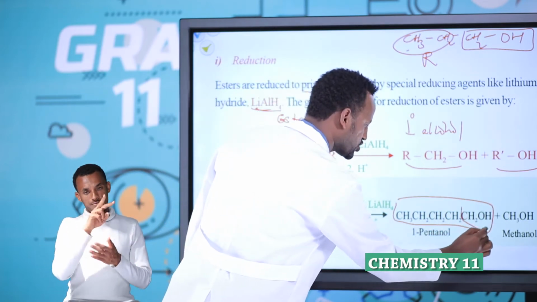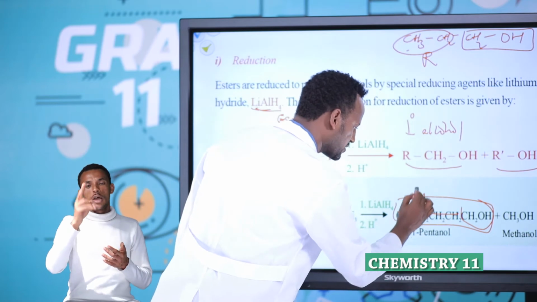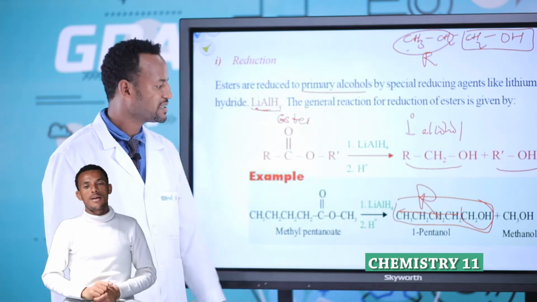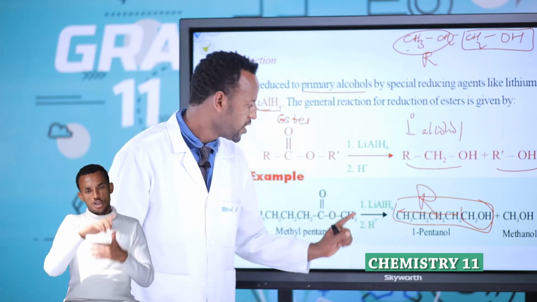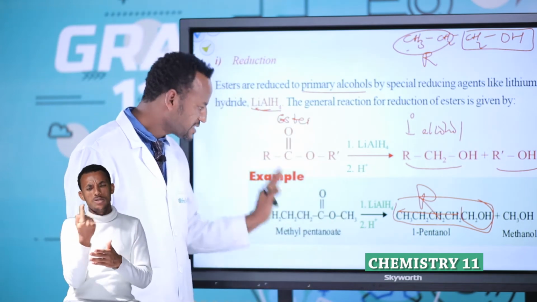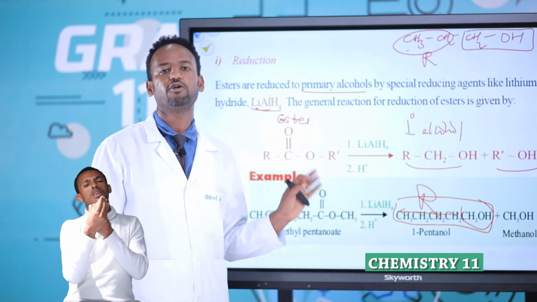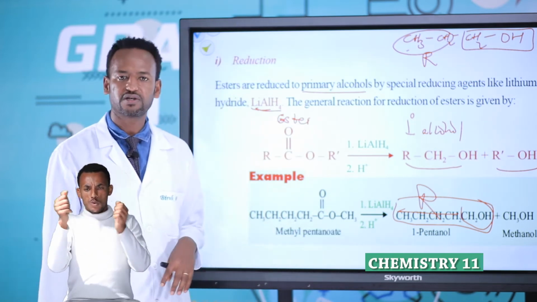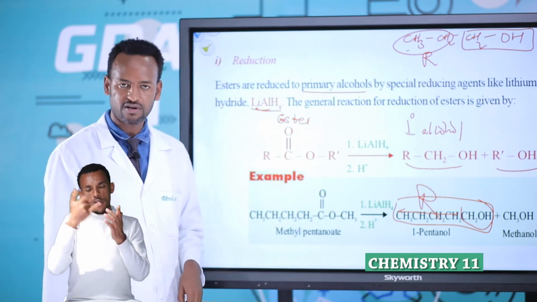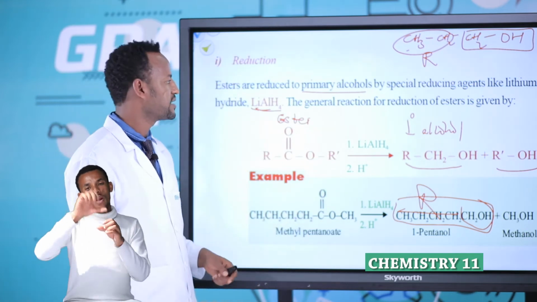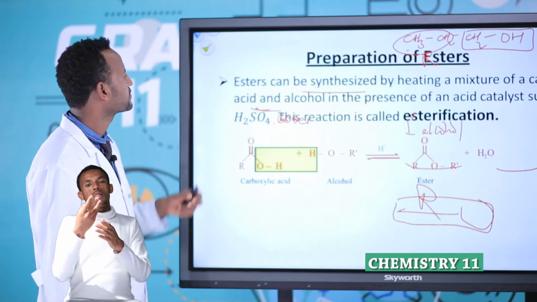Look, this is CH2H. Already this group is R. Already this carbon is primary carbon. Therefore, an ester treated with a special reducing agent, lithium aluminum hydride and H+, gives a primary alcohol, and another alcohol can also be formed as a product.